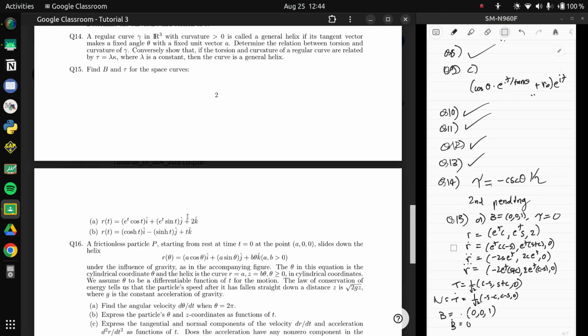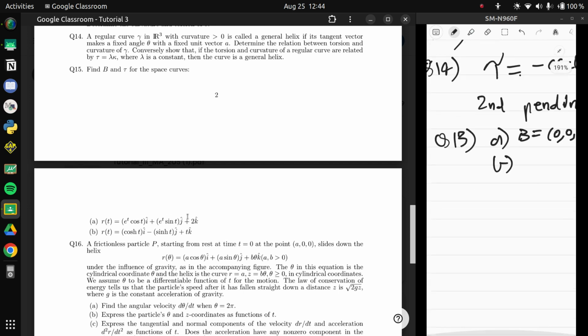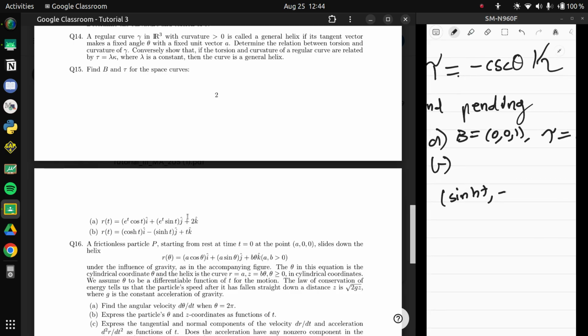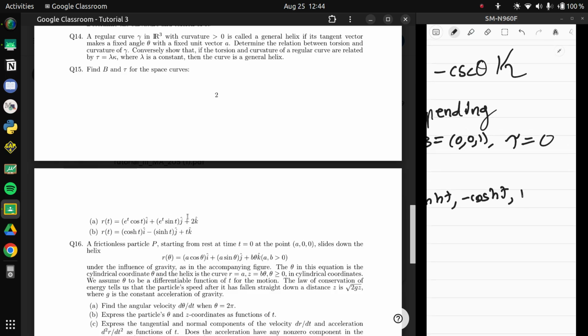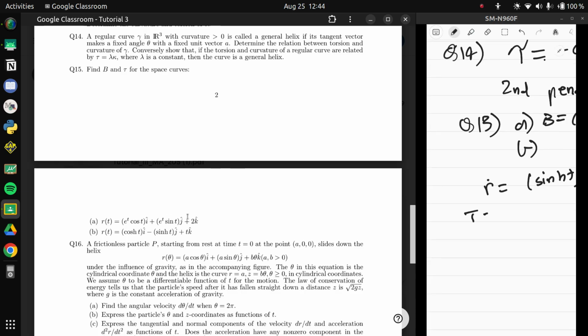Okay, what about b? Let r of t be equal to this. Once again, just the same stuff. So your r dot is sine h of t comma minus cosine h of t, cos t comma 1, right? So your tangent vector is like what?